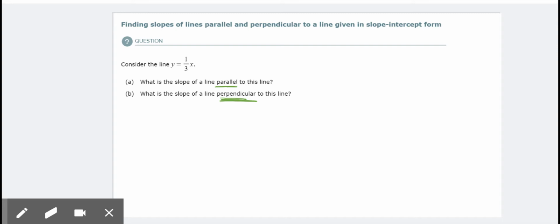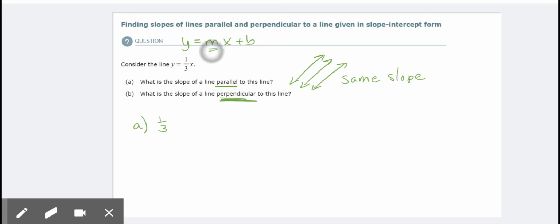First of all, what do you know about parallel lines? Hopefully, from the project that you did at the very beginning of this unit, you realize that parallel lines have the same slope. If they didn't have the same slope, they would intersect. So the slope of the line parallel, A, is going to be 1/3, because it's always y equals mx plus b. The slope is the number that comes before x.